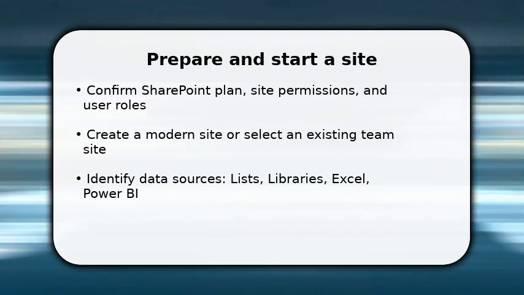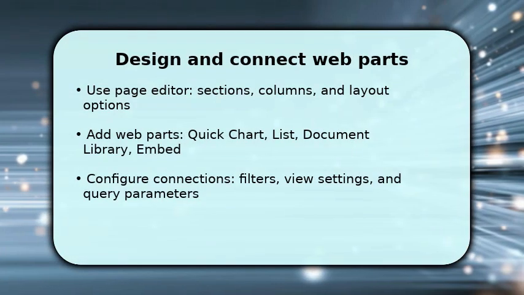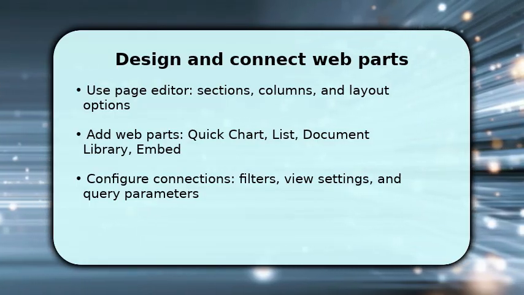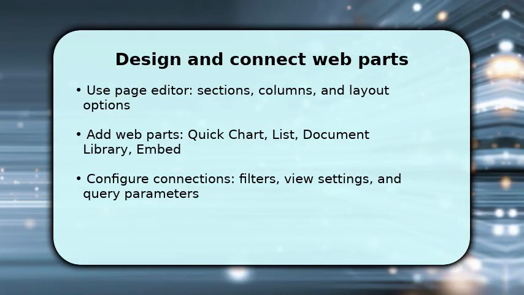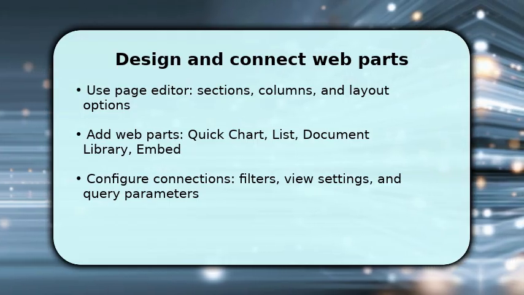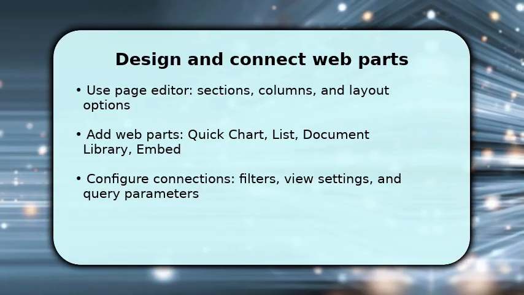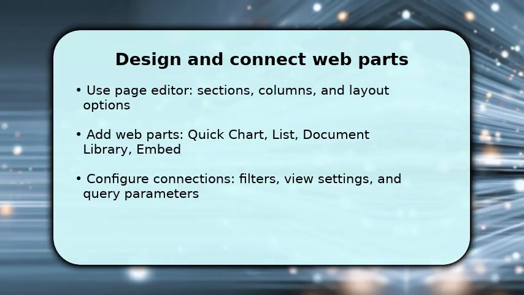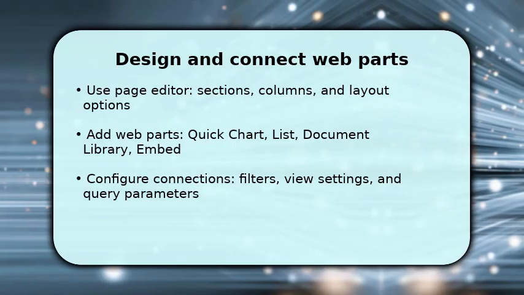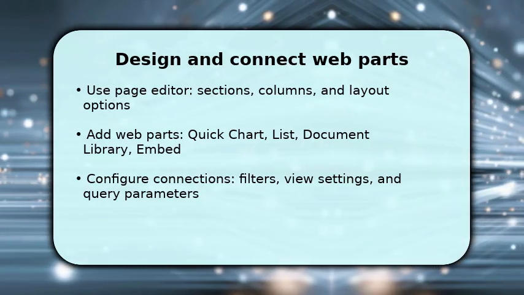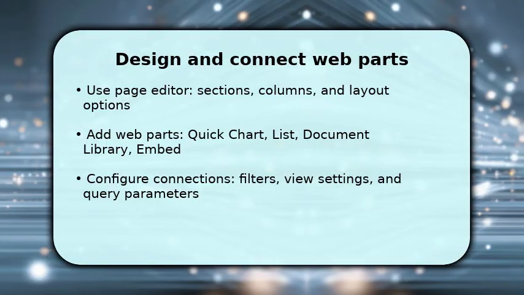You now build the main dashboard page. Add sections and choose column layouts that match information priority. Insert web parts like list, document library, quick chart, and embed for Power BI. For each web part, configure views, filters, and how it responds to page-wide filters. This controls interactivity and performance. Once configured, connect web parts where supported so selecting an item filters related visuals.